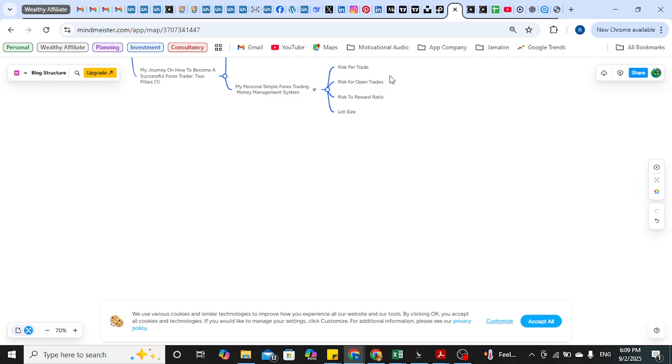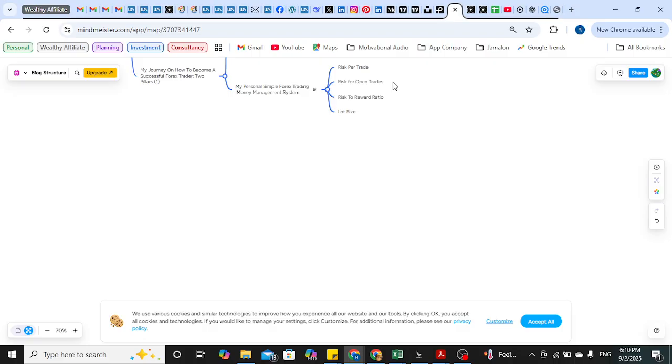So let's start. Those are the components of the money management system: the risk per trade, and there is a video as well on risk per trade. Risk for open trades. This means how many trades my system allows me to open at the same time.